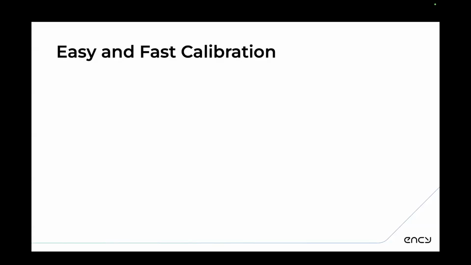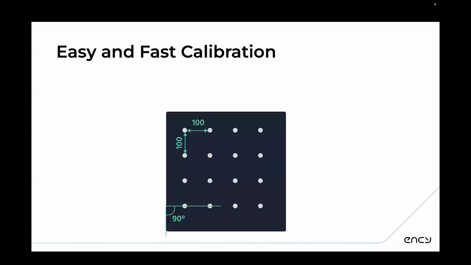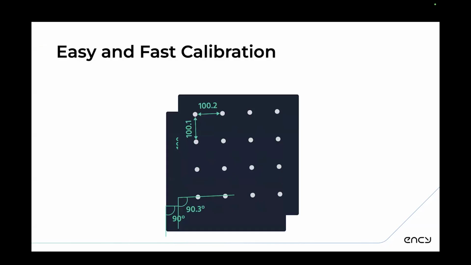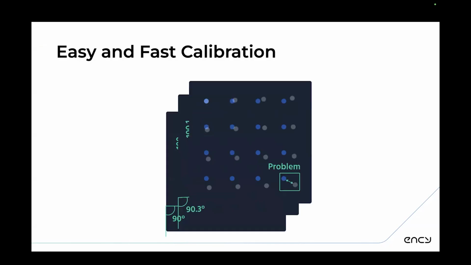Calibration has always been the most frustrating part of robot setup. You need the virtual twin to perfectly match the real cell. Every position, every angle, every fixture. If it's off even slightly, the robot can miss the part entirely. So here is the problem.